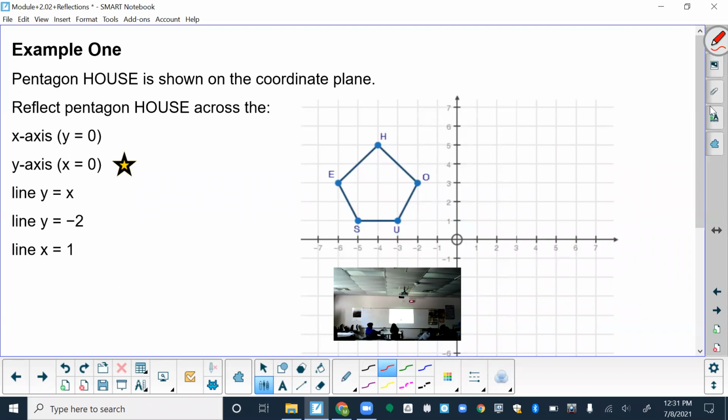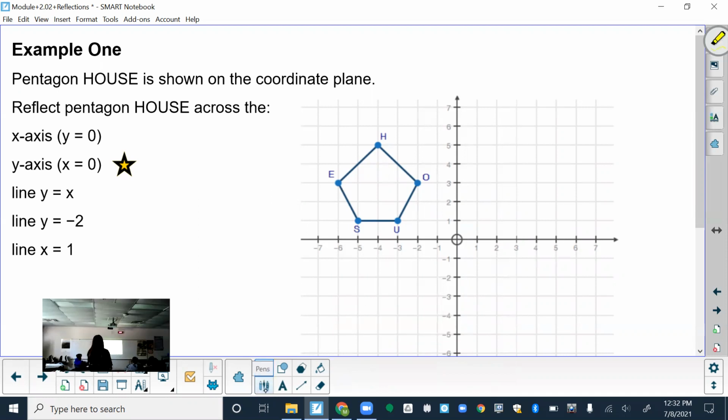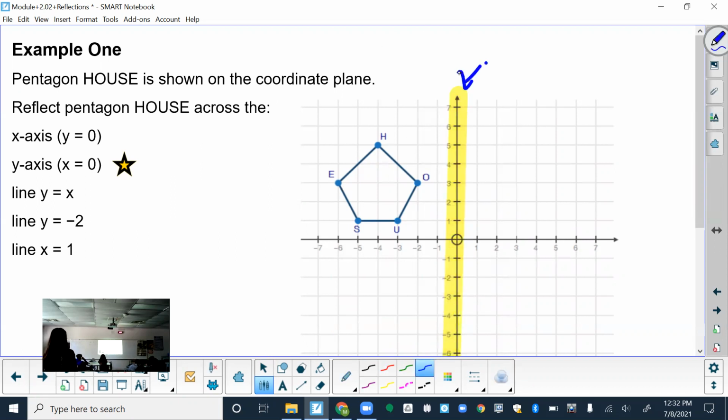So for this one, we're reflecting across the y-axis. You need to know where the y-axis is. So where would the y-axis be? Describe it. Show me with your arm. All right, the vertical axis. Good. So this one right here is your y-axis. So to reflect this pentagon over the y-axis, it needs to look like a mirror image. Flip over it.